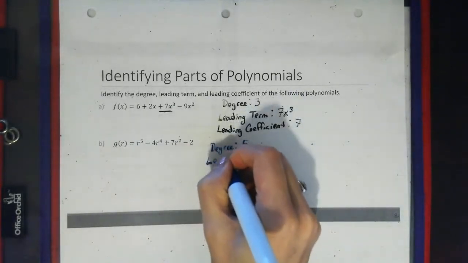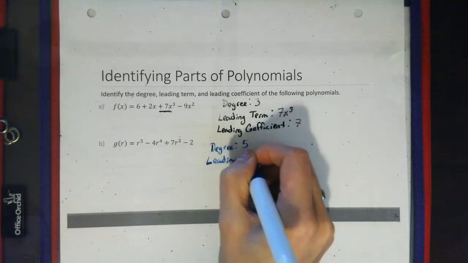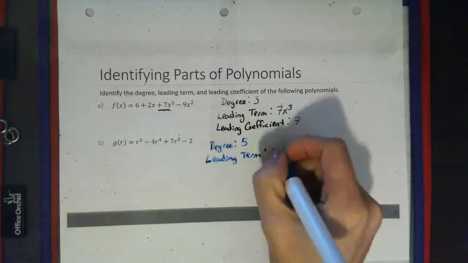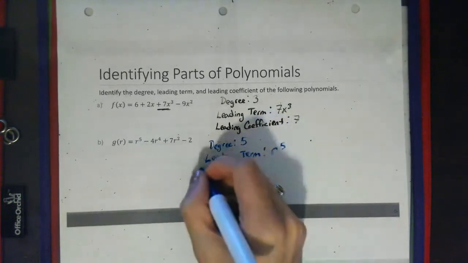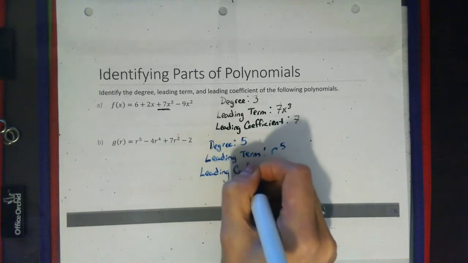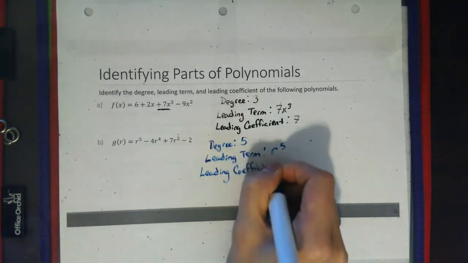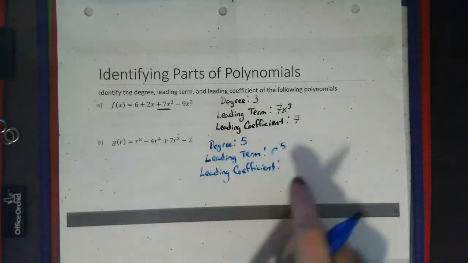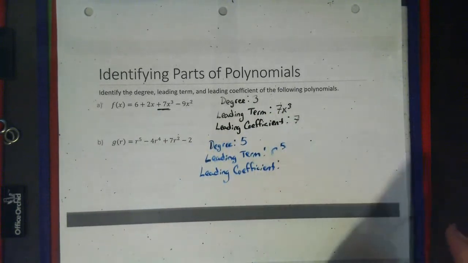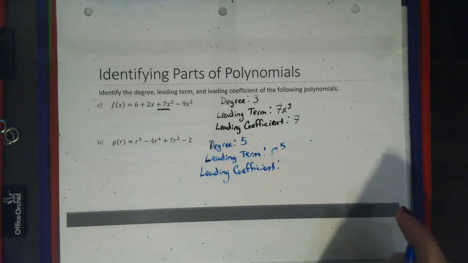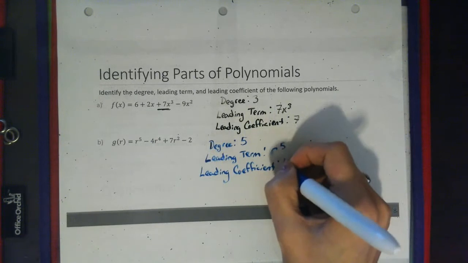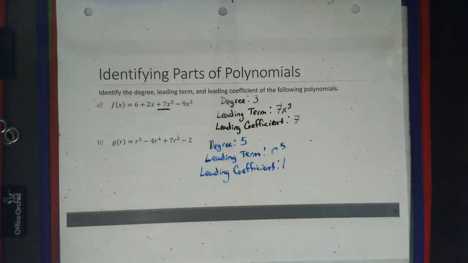Our leading term is the entire term with that degree. And it looks like it's just the r to the 5th. And then our leading coefficient is going to be the number multiplied by the power function in our leading term, or the coefficient on this leading term. Since I don't see one, I have to remember that there's an invisible 1 out front. So our leading coefficient is going to be 1.